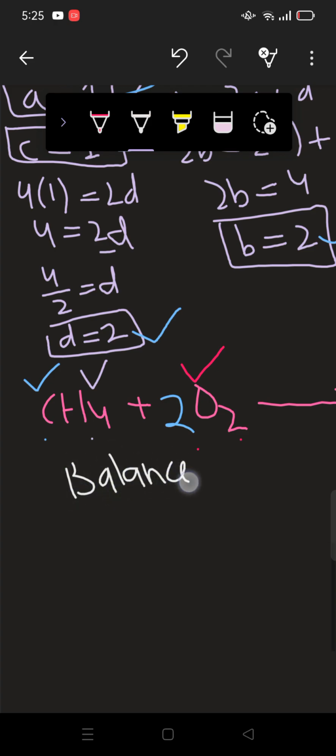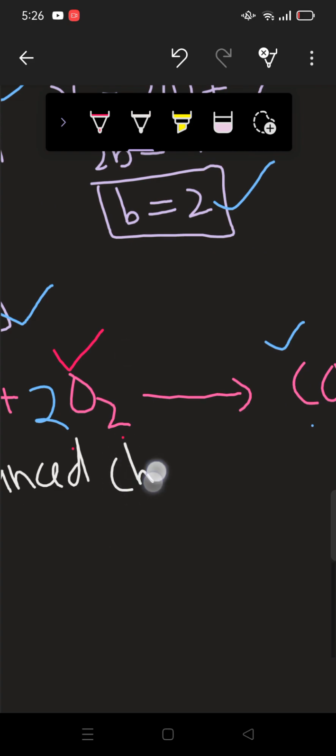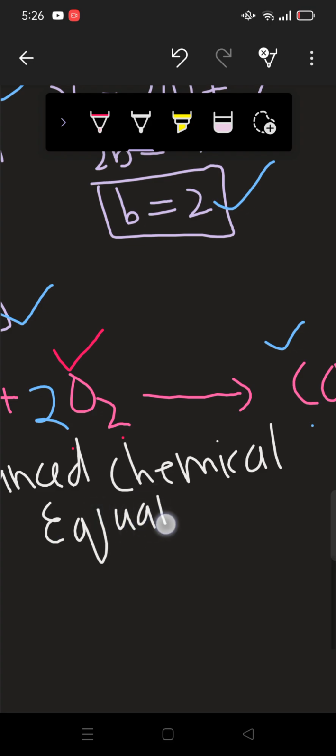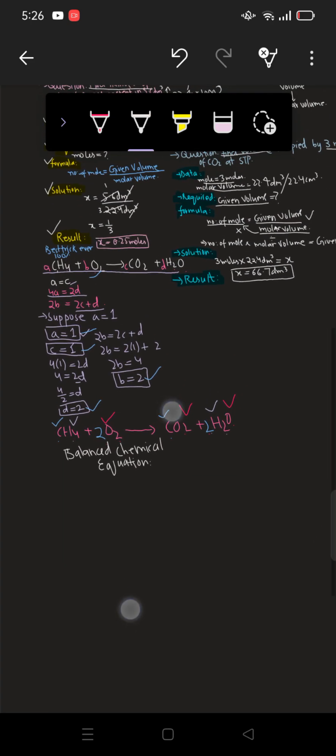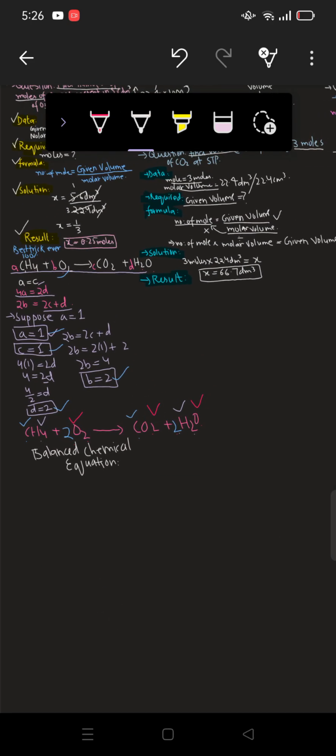Balanced chemical equation, right? Balanced chemical equation. How did we balance it? We have just supposed variables or coefficients. We have given variables as coefficients to every substance which is present in the chemical equation as A, B, C, D. We have made the equations, then by considering the reactant side and the product side, and then we have solved those equations. We've got four values A, B, C, D, and we have just substituted those values inside the chemical equation. We have got our balanced chemical equation.